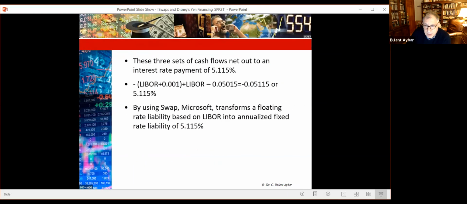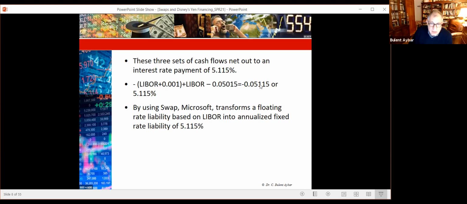So if you look at the net cost that this deal is going to bring to Microsoft, that will be the 5.015% interest that it is going to pay to the swap dealer, plus the 10 basis point markup, which effectively is going to bring its cost to 5.115%.